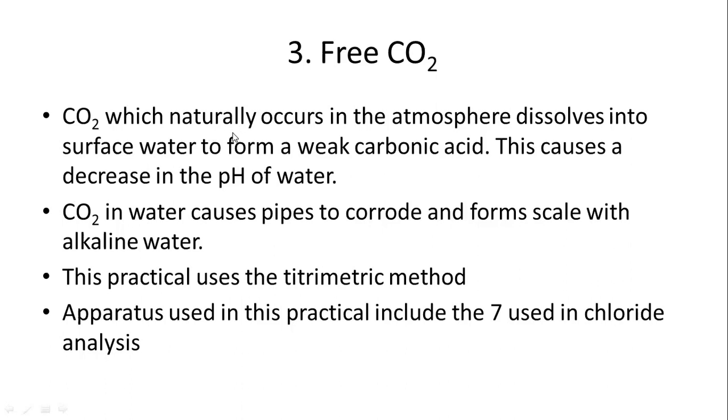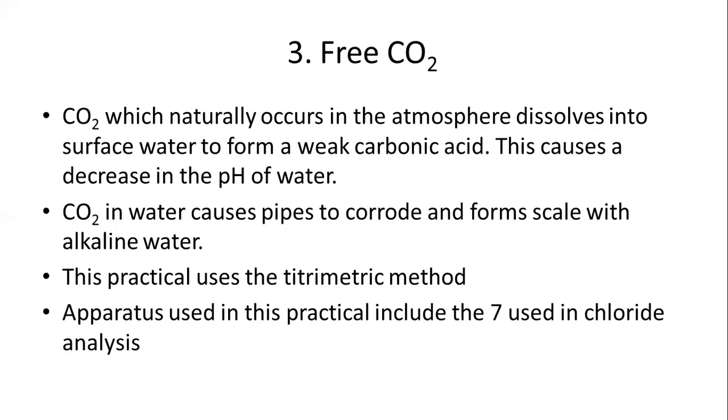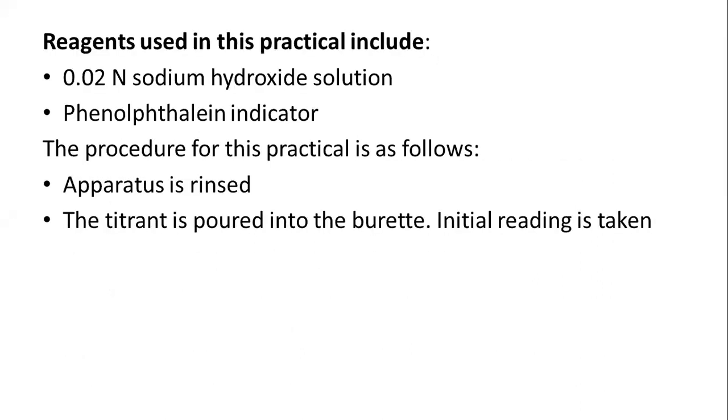This practical will use the titrimetric method, or also the volumetric method, the one that we just used before. The apparatus used in this are the same as the ones that we've been using for alkalinity and for chloride. So we'll have our usual measuring cylinder, a conical flask, magnetic stirrer, rod, stand, a funnel, a burette, and a burette stand. The reagents that we'll use for this practical will include 0.02 normality sodium hydroxide solution and a phenolphthalein indicator.